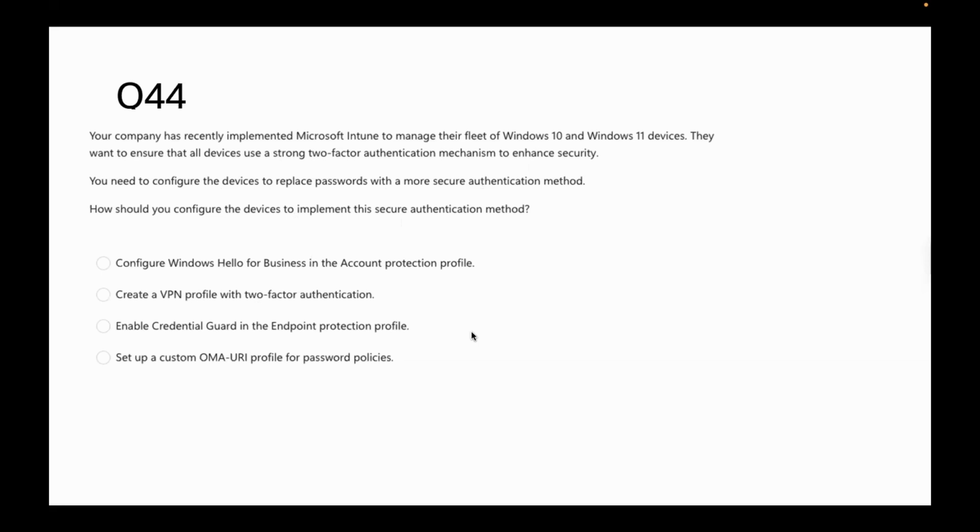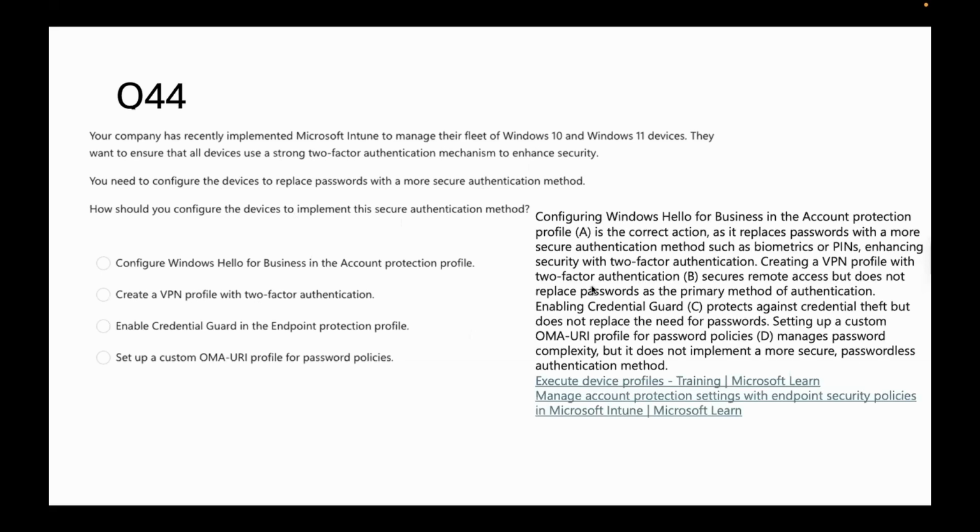So let's explore and take a reference from Microsoft. Here it clearly says configure Windows Hello for Business in the account protection profile. A is the correct answer. Why? Because it replaces the password with a more secure authentication method, like biometrics and PIN, which you can specify.